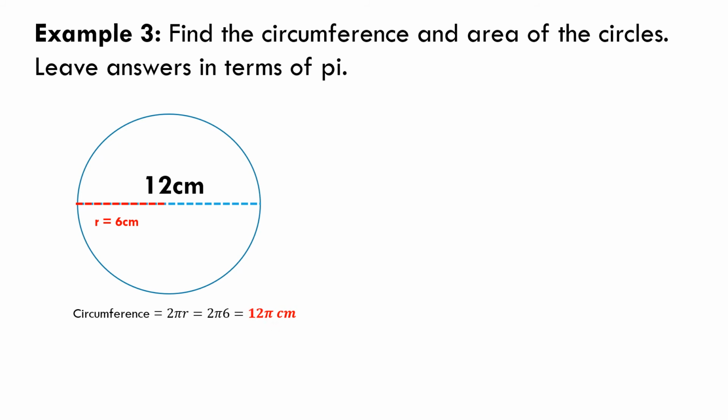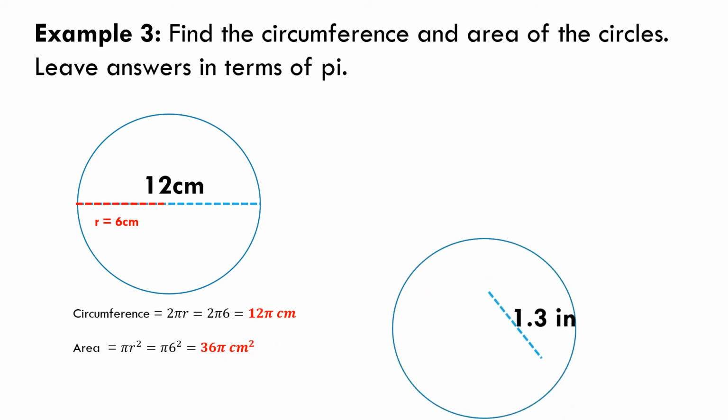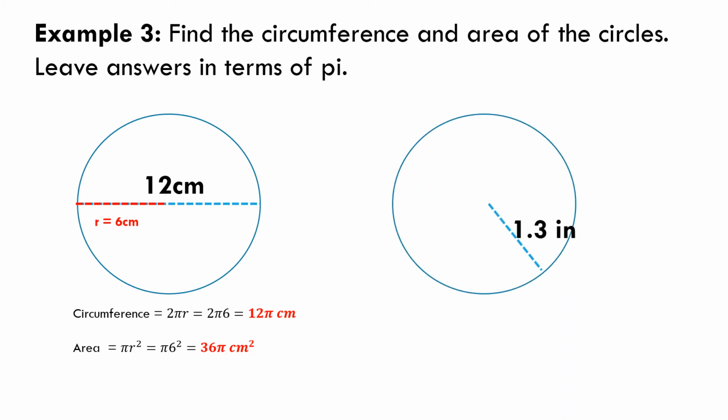That's my final answer. For the area, we're going to use pi r squared. Since our radius is 6, we're using 6 squared, so that's 36 pi centimeters squared. And notice, because it's area, and because we had our radius squared, we're going to use centimeters squared units there.